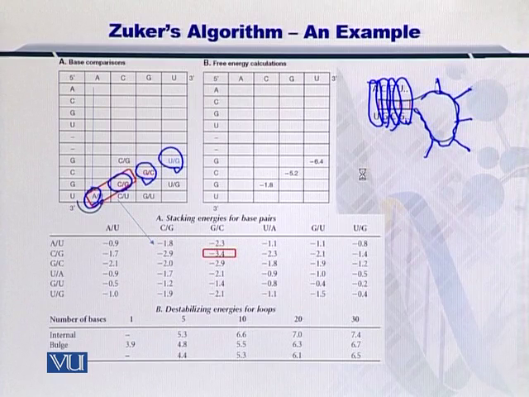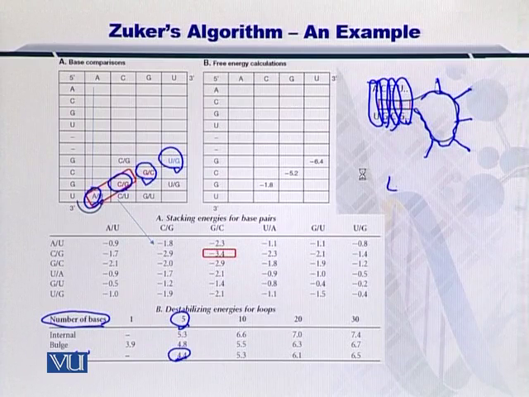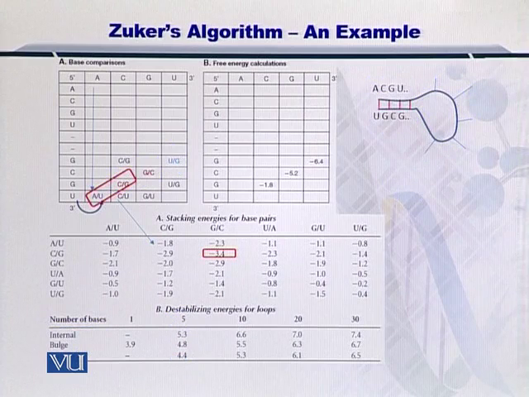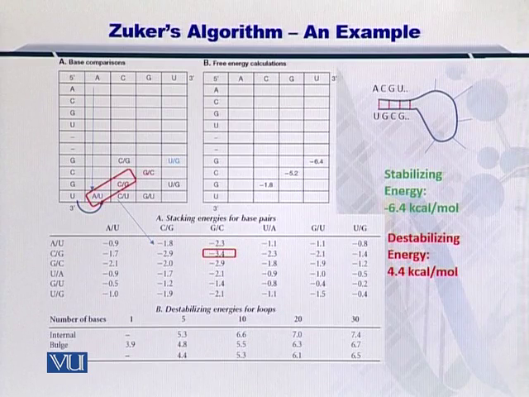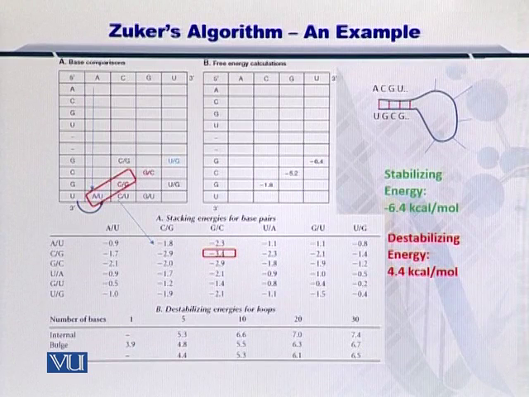So it's a hairpin, right? If there are 5 nucleotides which are unpaired, then you can add 4.4 kilocalories to the overall energy profile. So the stabilizing energy in this case is minus 6.4, and the destabilization energy is plus 4.4. If you add them up, you will arrive at the overall energy of the molecule.